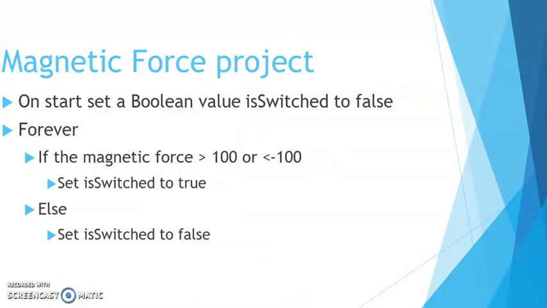So in this final project, we're going to look at the magnetic force. At the start, we're going to set a Boolean value, so we're going to create a Boolean variable. And remember, Boolean can only be true or false.